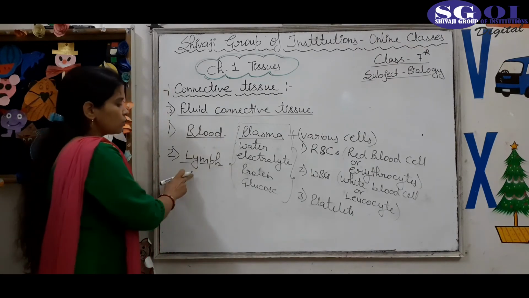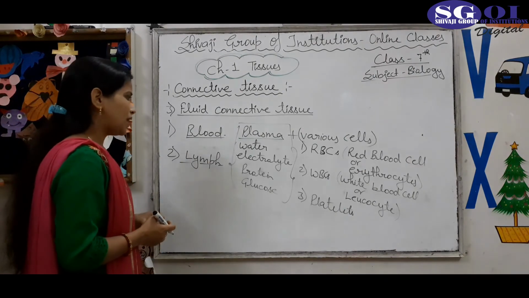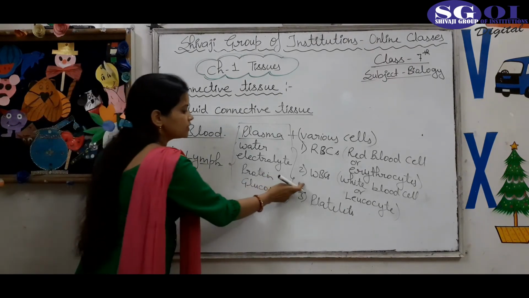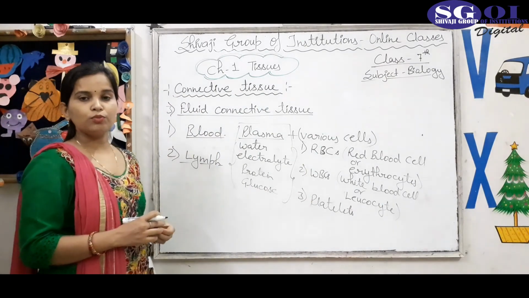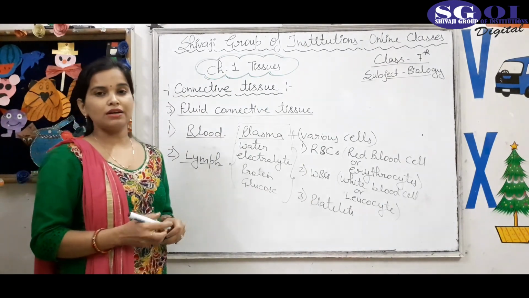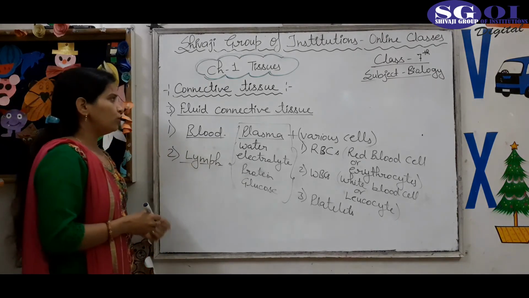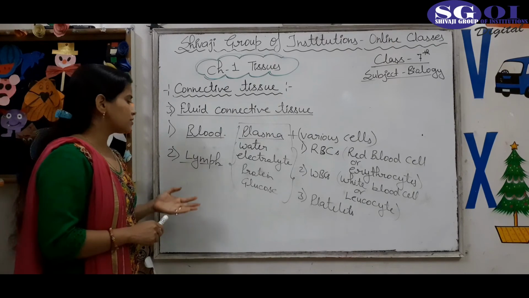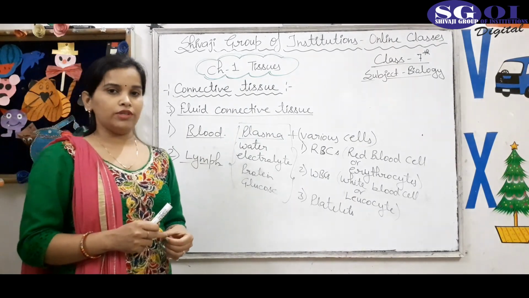And it is also composed of a structural fluid. So plasma is also present, and white blood cells and platelets are also present in the lymph. The main function of the lymph is to provide protection against infection. This is the main function of the lymph. So this is the fluid connective tissue, and with this topic, lymph, the connective tissue is finished now.